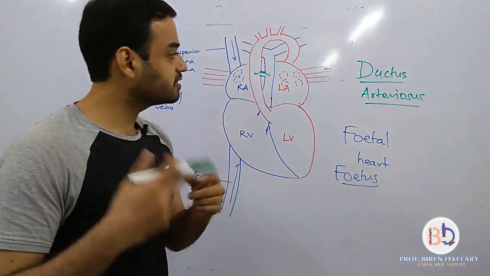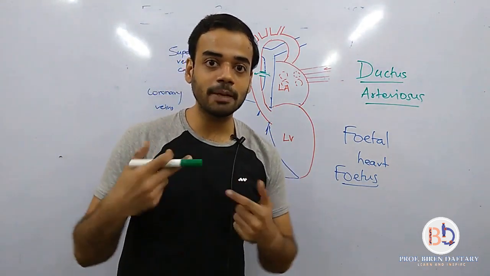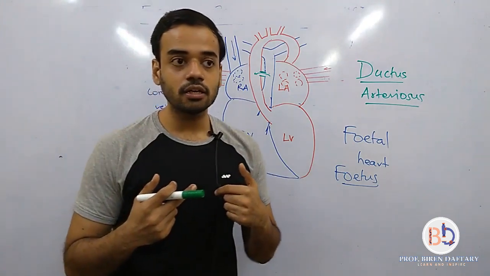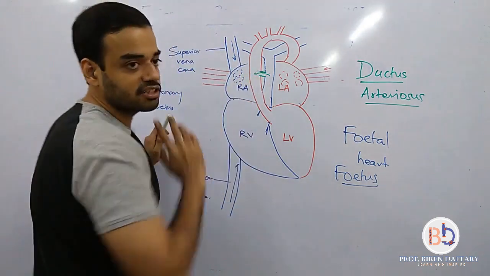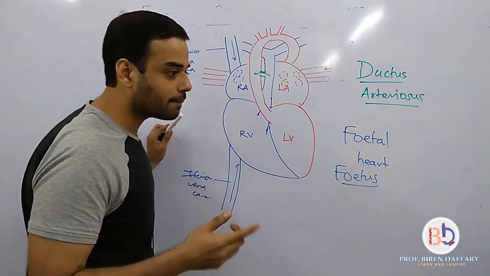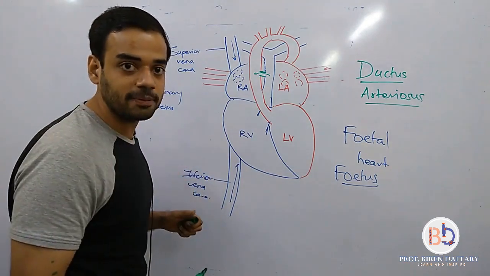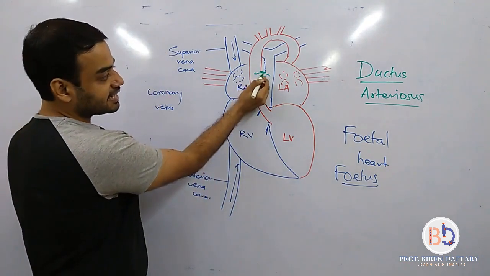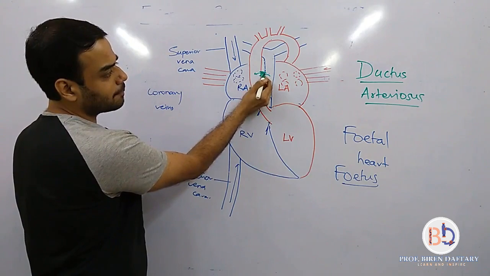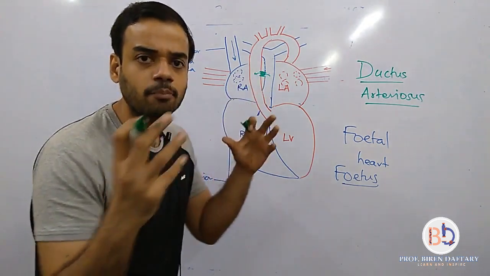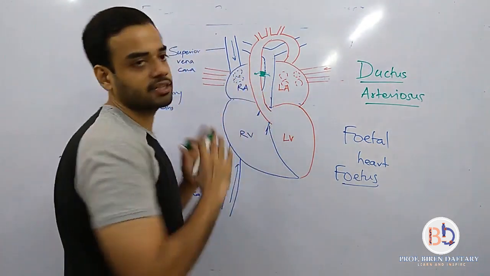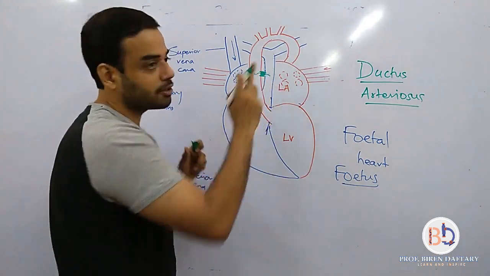Now, what happens after the baby is born? When the baby is born, it will start breathing, no? So then it doesn't require this shortcut. What happens is, as soon as the baby is born, this entire pathway gets sealed. Cells grow here and close it, this tube gets blocked. Now blood should not mix from here to here.